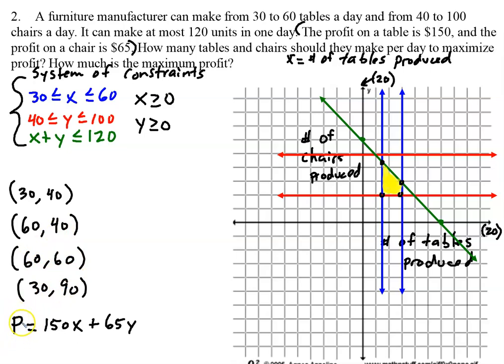P stands for profit. And so you could take the time and plug these in one at a time, see what the output is for these given inputs for X and Y. But to save you a little bit of time, the one that actually gives you the highest value for P is the 60 tables and 60 chairs. And then we're supposed to say, well, how much would that profit be? So let's see what this output is. So grab your calculator.